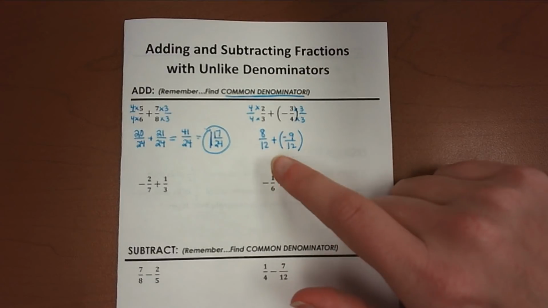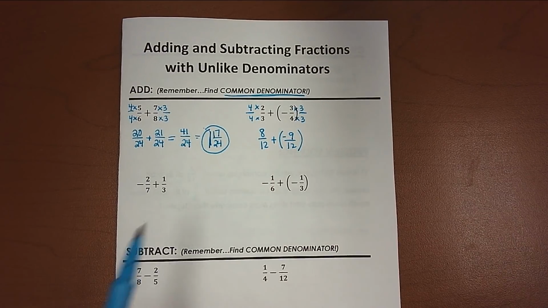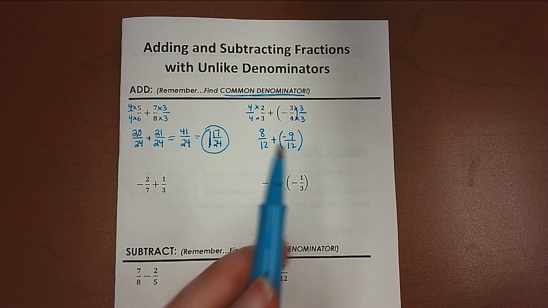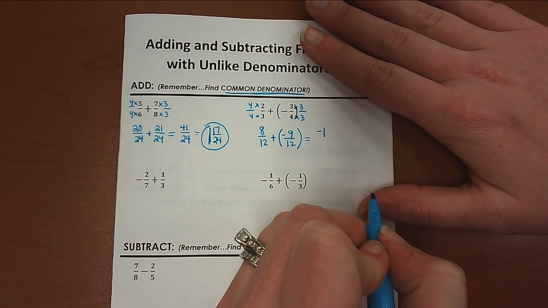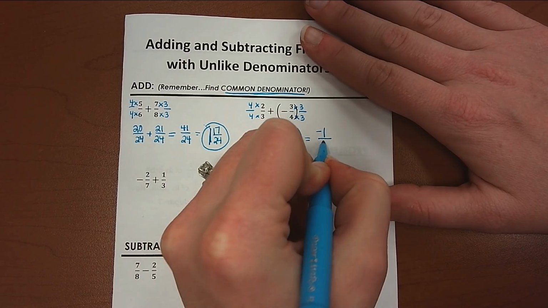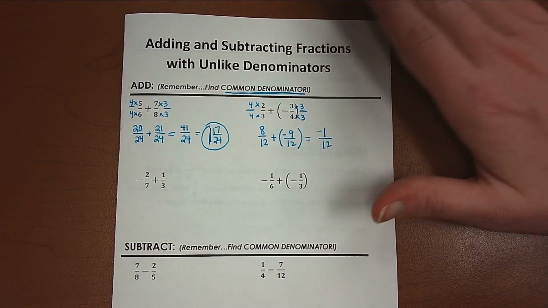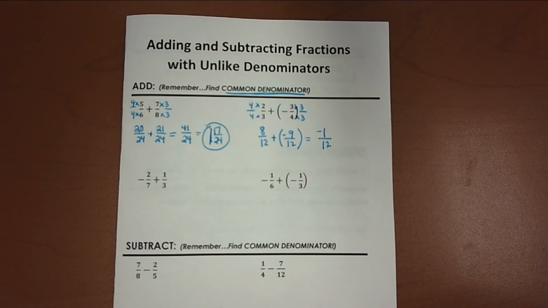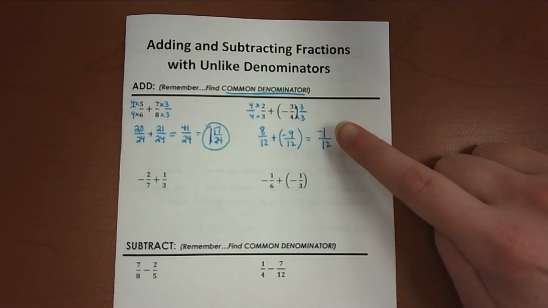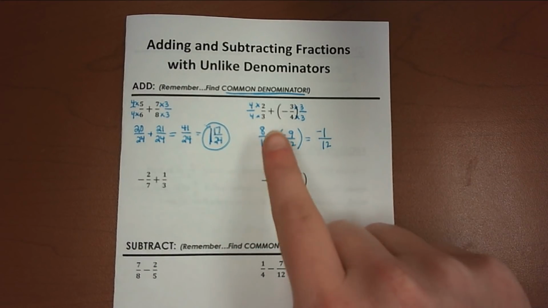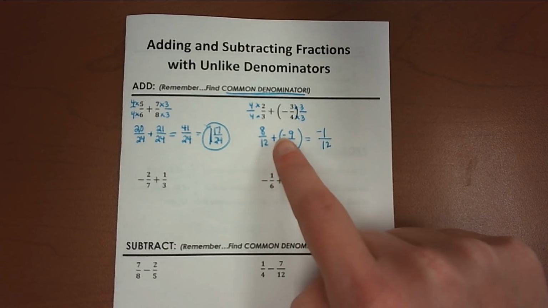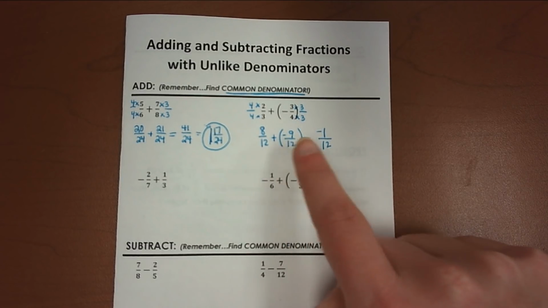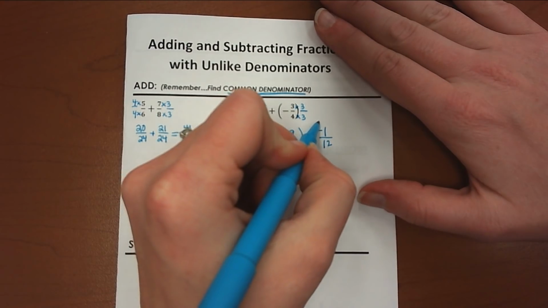When I have same signs, I add and keep, but when I have different signs, negative and a positive, I subtract. 9 minus 8 is 1. Keep the sign of the higher number, which is negative, and then I keep my denominator of 12. This number is in simplest form. It's not an improper fraction because the numerator is smaller than the denominator. And so 2/3 plus negative 3/4 is equal to 8/12 plus negative 9/12. And when I do my addition, I get negative 1/12 as my final answer.